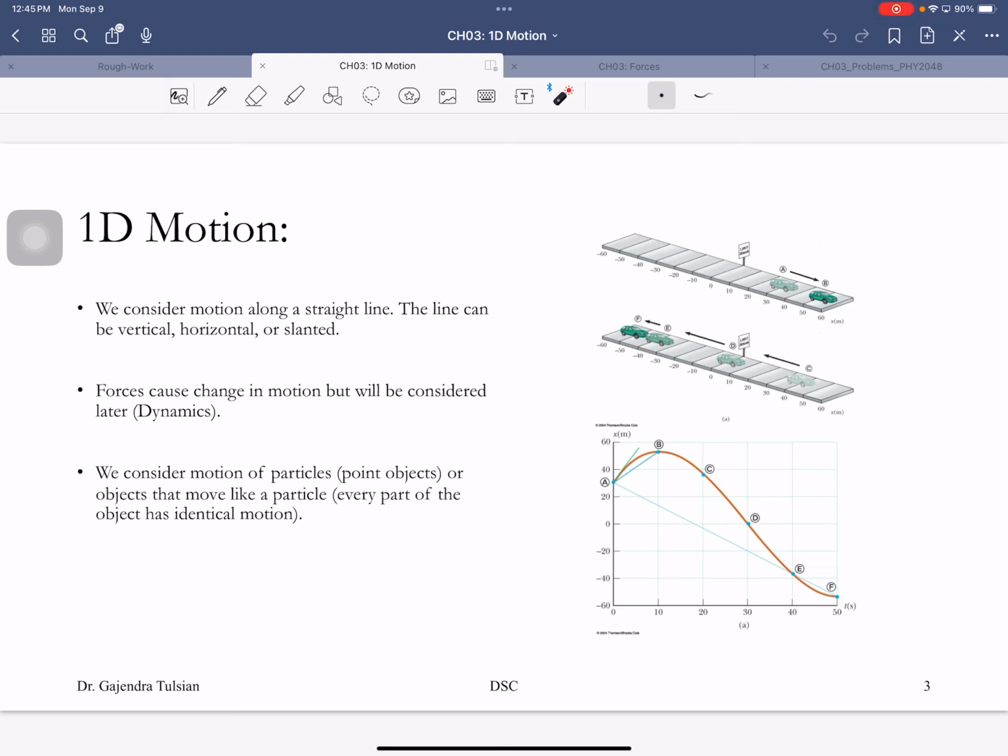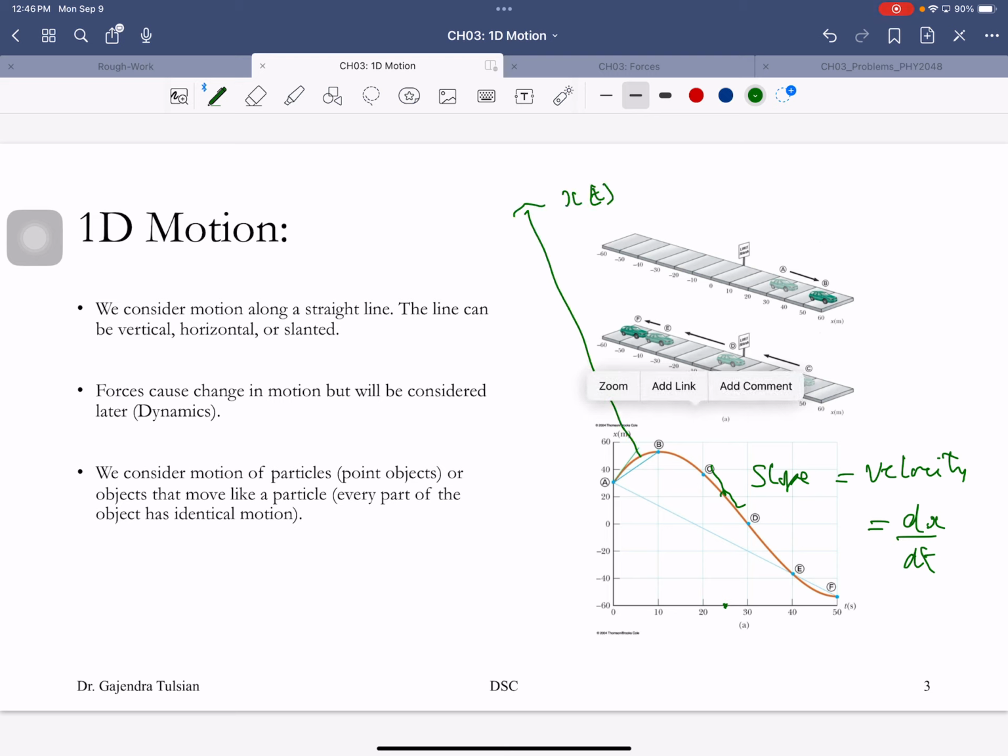If you wanted the velocity of the car at this time, you go to the graph and draw a tangent line. The slope of the tangent line is the velocity, which, as you learned, is the derivative. So giving this graph is equivalent to giving the position as a function of time. And that's a complete description of the motion, and that's what we're interested in.